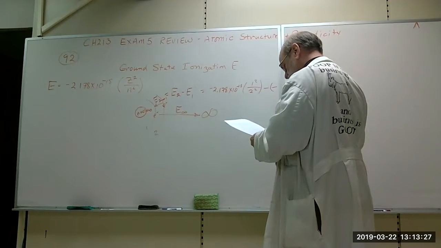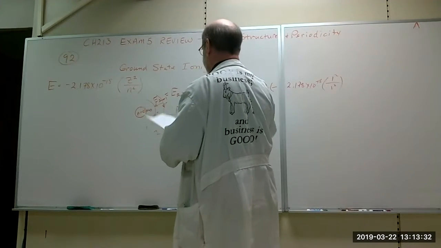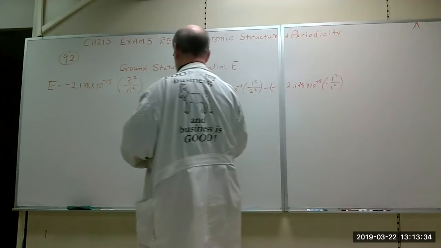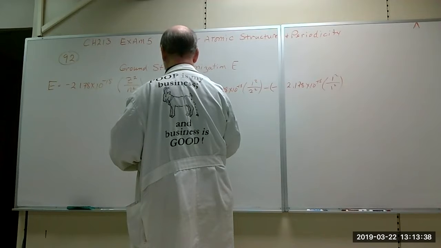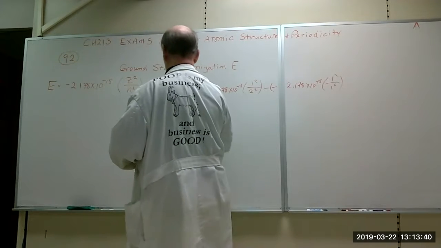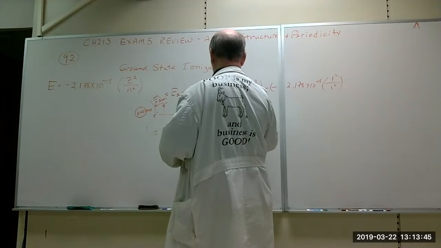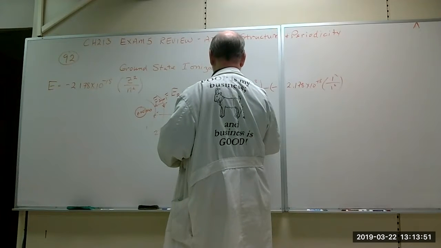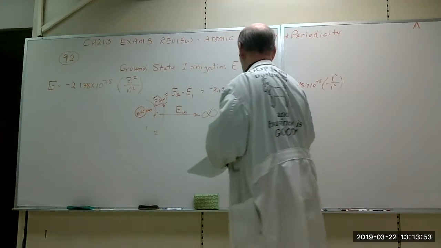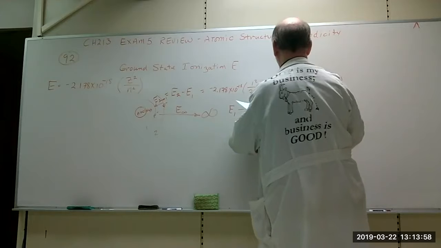And then the ionization energy would be going from here to there. So this one would be going from E1 to E infinity. So we would have E1, which would be this one.